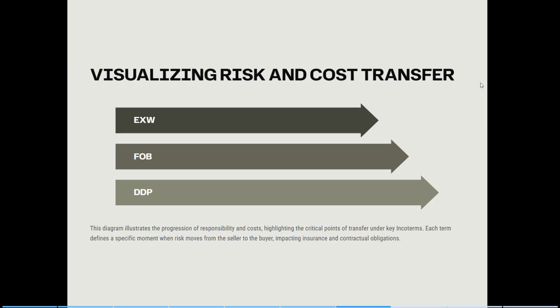Visualizing risk and cost transfer. These slides illustrate how risks and costs transfer progressively under different Incoterms, from EXW to FOB, and then to DDP. The seller's responsibility gradually increases, while the buyer's responsibility decreases. Understanding where risk transfers is essential for arranging insurance and managing contractual obligations effectively.